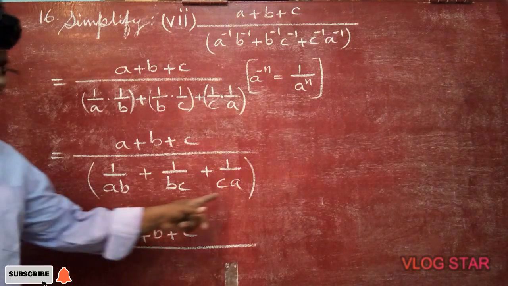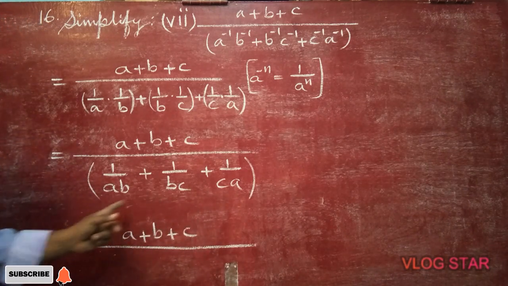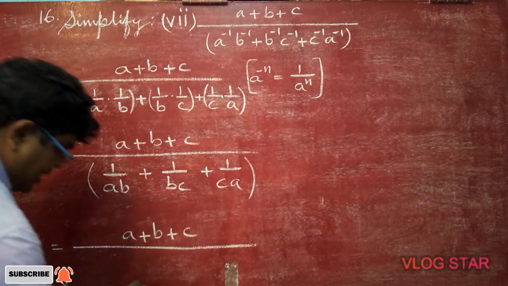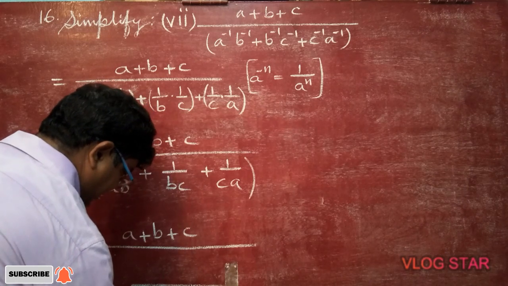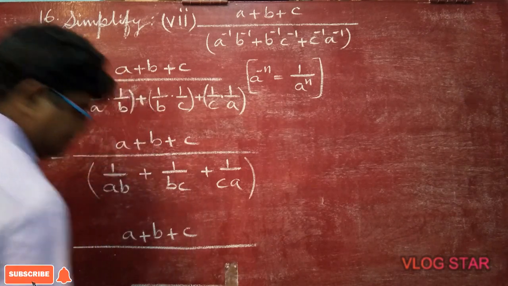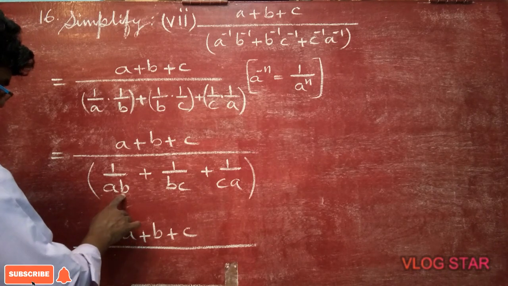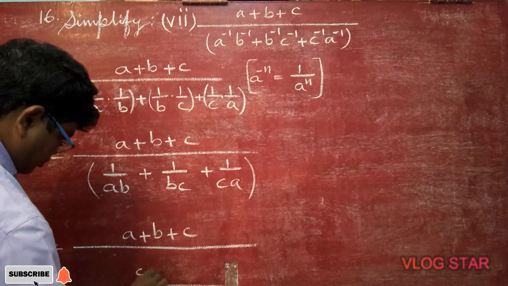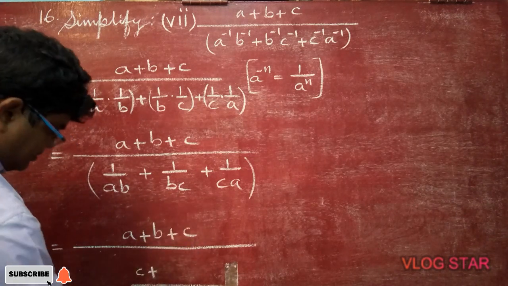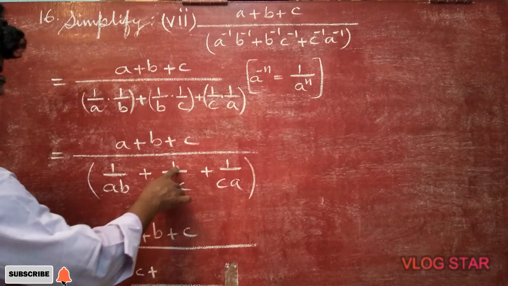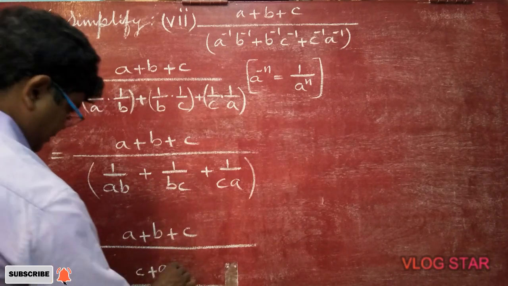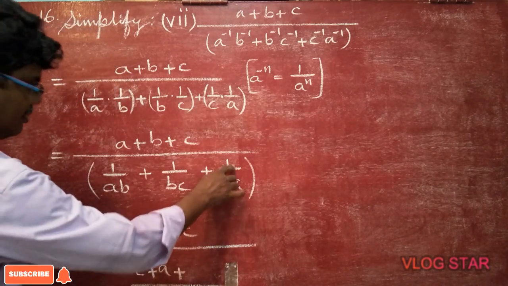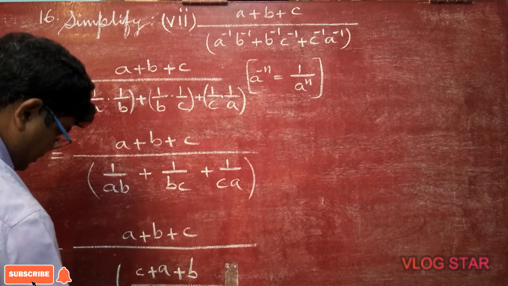Now, you are adding 3 fractions, and the denominators are AB, BC, CA. So the LCM will be ABC. AB, how many times does it go? C times. C ones are C. Plus BC, how many times does it go? A times. 1A is A. Plus CA, how many times does it go? B times. 1B is B.